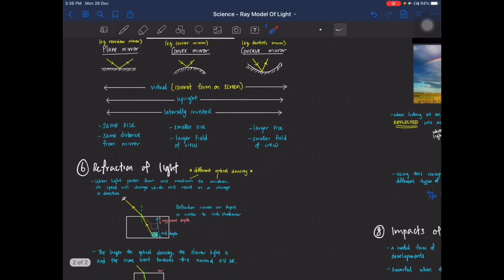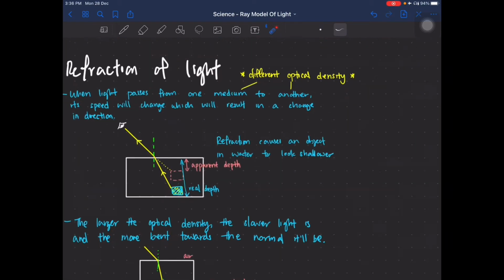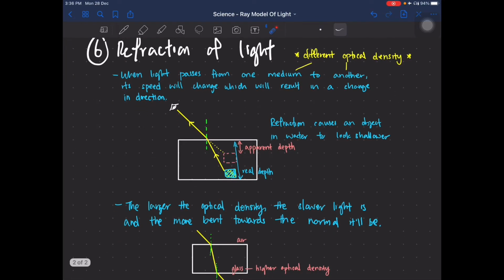The next concept that we learn about is the reflection of light. Now, reflection is not an easy concept. It says that when light passes from one medium to another, its speed will change. When the speed changes, it will result in a change in direction, which means that light will bend. But this is given that it must travel from one medium to another, which is one type of substance to a different kind.